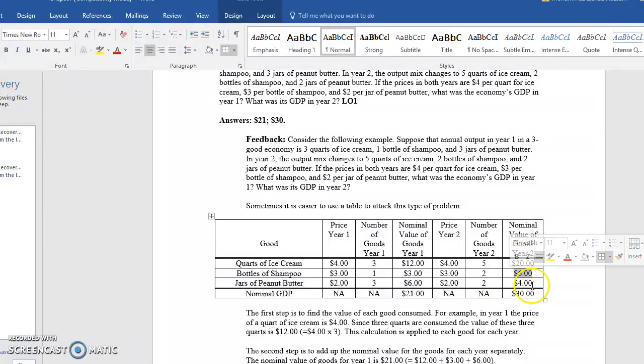Similarly, jars of peanut, 2 jars of peanuts produced, and at a price of $2 per jar, value of 2 jars of peanut is 4. So you add all of them together, 20 plus 6 plus 4, and get 30. So this 30 will be the GDP of the country in year 2, which is higher than the GDP of the country in year 1, which was $21 only.